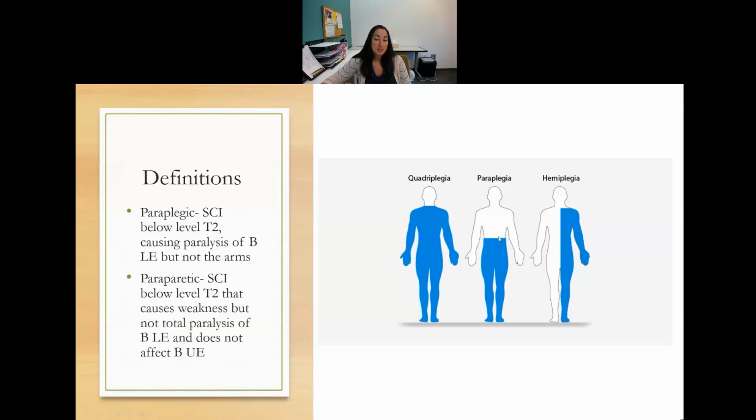Now, some of the trunk can be affected. And paraplegic would be complete paralysis, basically from level T2 or lower. And paraparetic is just the weakness, still level T2 or lower, but not complete paralysis. And of course, you all know by now, hemiplegia is loss of sensation and motor control on one side of the body, and typically it's from a brain injury like a stroke on the opposite side.